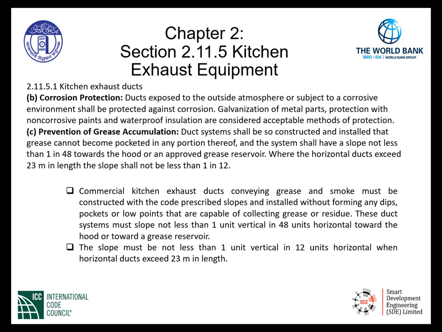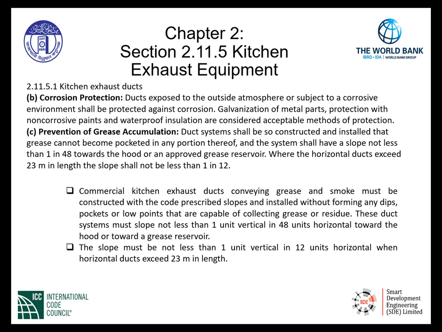This particular section reinforces the fact that we need to have drainage back towards the hood or an approved grease reservoir to allow the grease to run down and be collected at an approved location. Commercial kitchen exhaust ducts conveying grease and smoke must be constructed with the code prescribed slopes as indicated in this section, again, without forming any kind of dips or low points in the ductwork that are capable of collecting grease or residue.